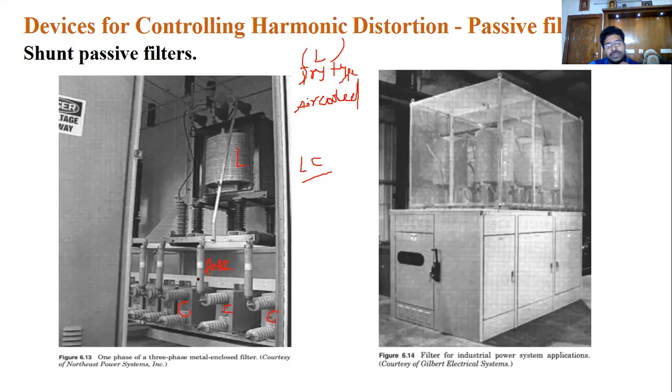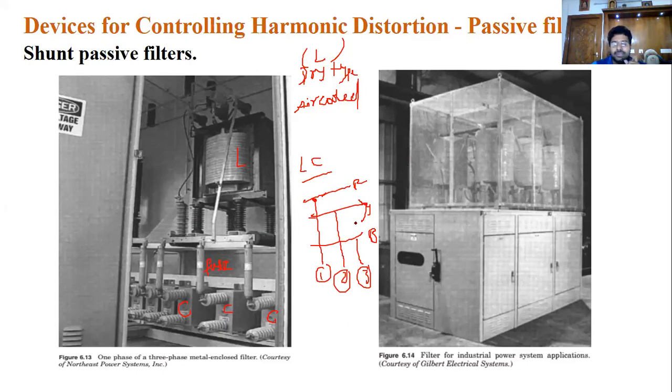For a three phase system, three individual filters are connected. Suppose these are the three phases R, Y and B. So there are three individual filters: this is filter one, this is filter two, this is filter three. Three different filters are connected, one for each phase. The reason is that you don't know which phase is getting the power quality issues or harmonics, so on that phase only that device may be operated.